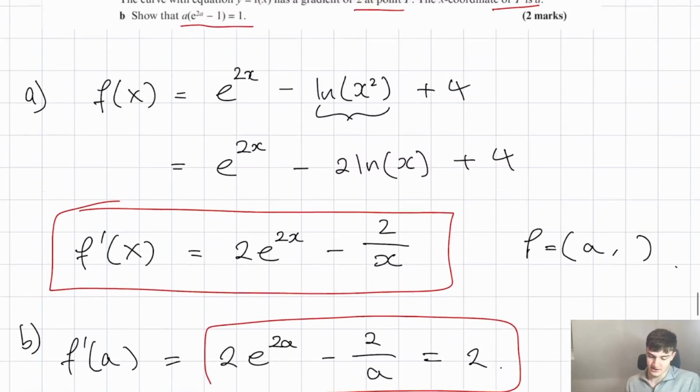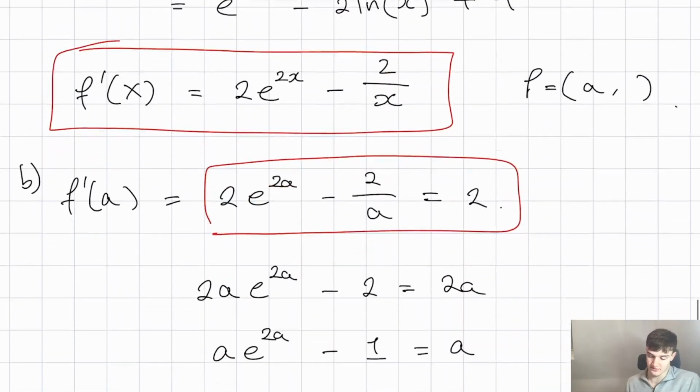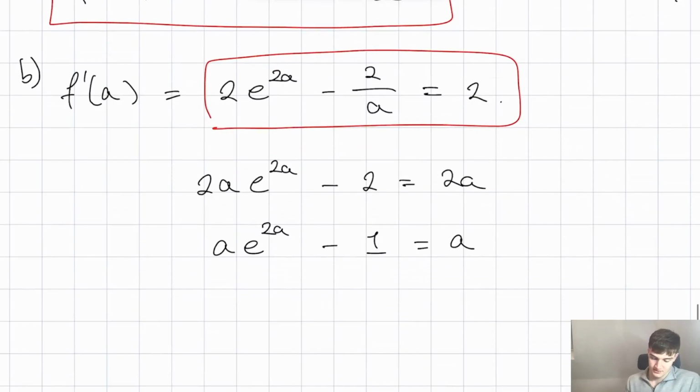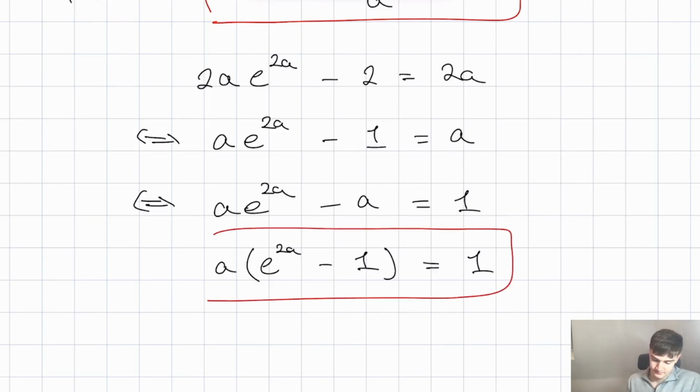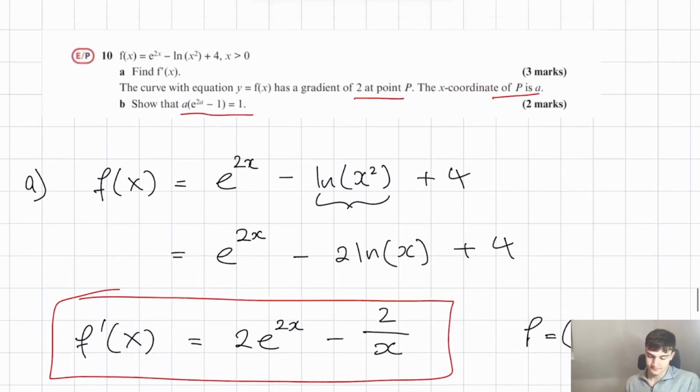Okay, so we're very close now. Clearly the 1 needs to go to the other side. So this is going to be a e to the 2a, and let's put this a onto this side. So we're going to get minus a is equal to 1. And to finish it off, we just need to factorise. So I'm going to pull out the a and we're going to have a times (e to the 2a minus 1) is equal to 1. Done. Okay, great.